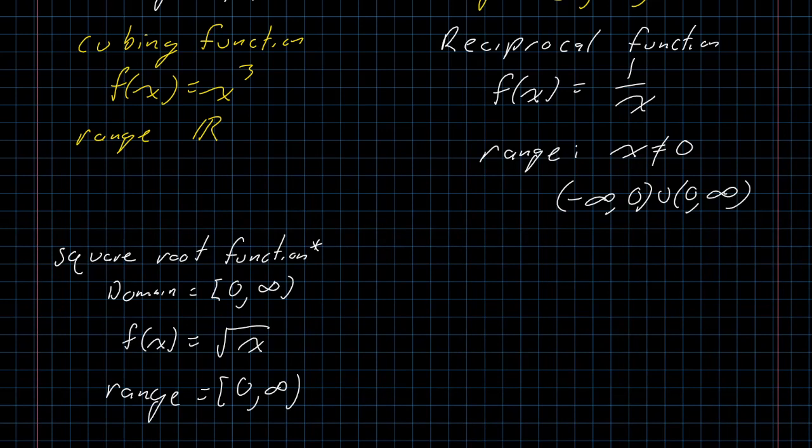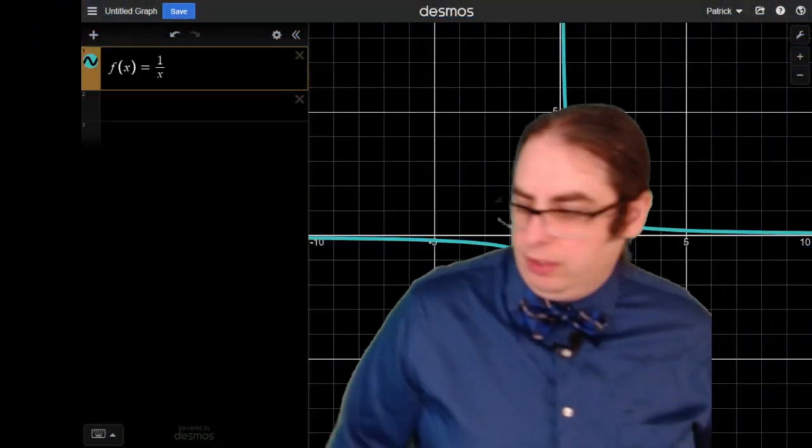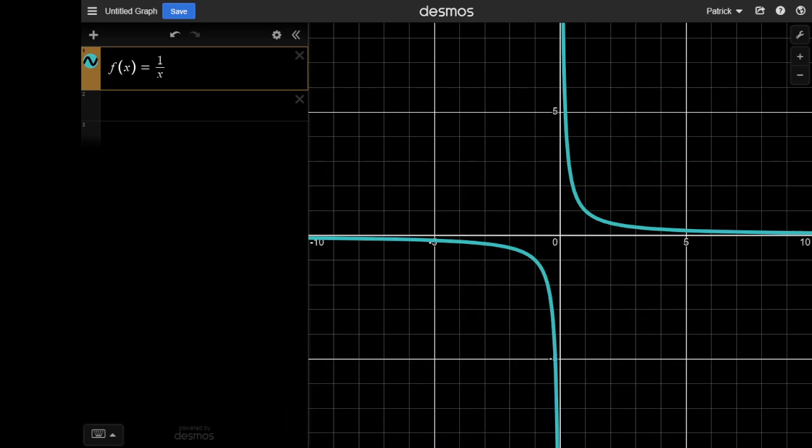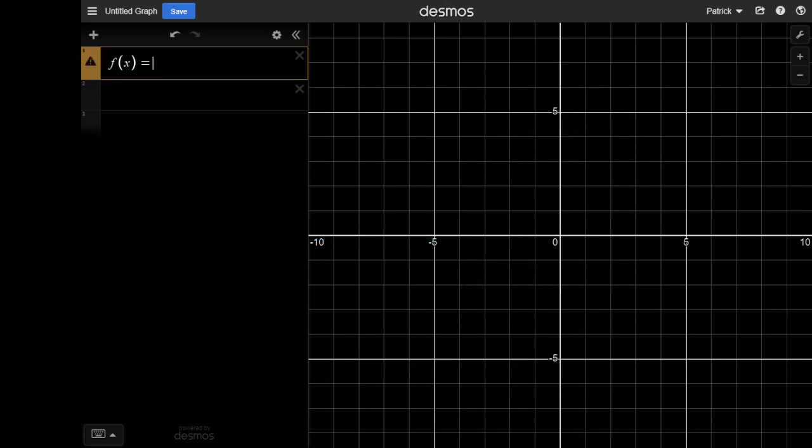But the square root function is just the parabola tilted onto its side. If I jump back over to Desmos, I didn't want my face in the way here. I just wanted the graph so that I can type. Right, another bit of a trick here. If you type the letters S, Q, R, T, it gives you a square root symbol. So I can graph the square root of x.